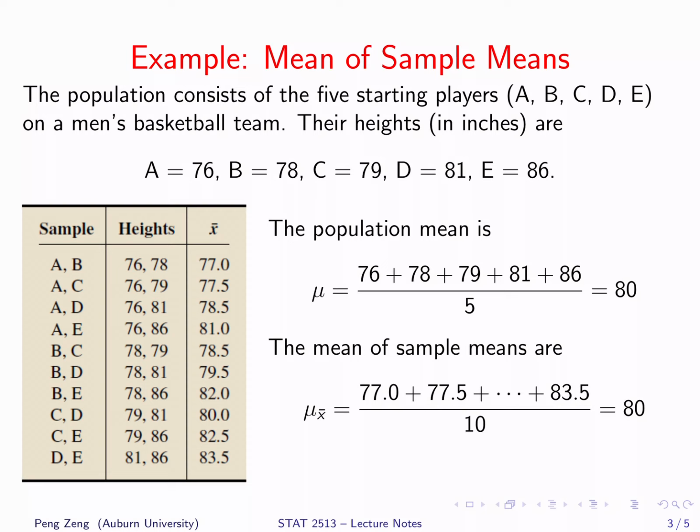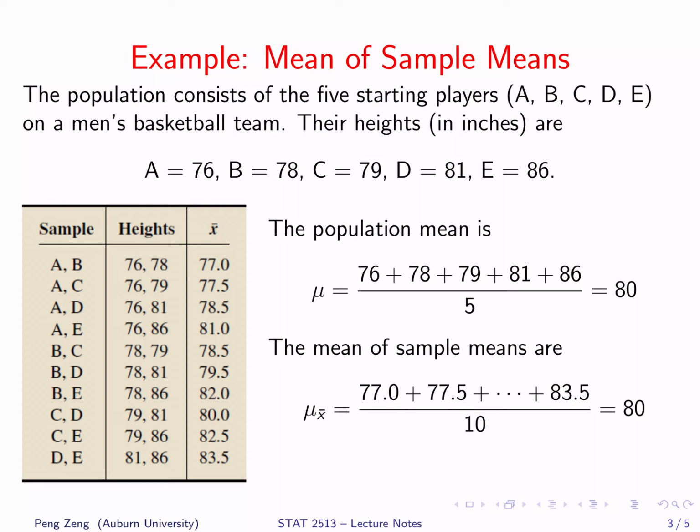The population consists of the 5 players on a men's basketball team. We can calculate the population mean, the sum of the 5 heights, and then divide it by 5. The population mean is 80. Consider samples of size 2. The table lists all 10 possible samples. The sample means are also calculated in the table.